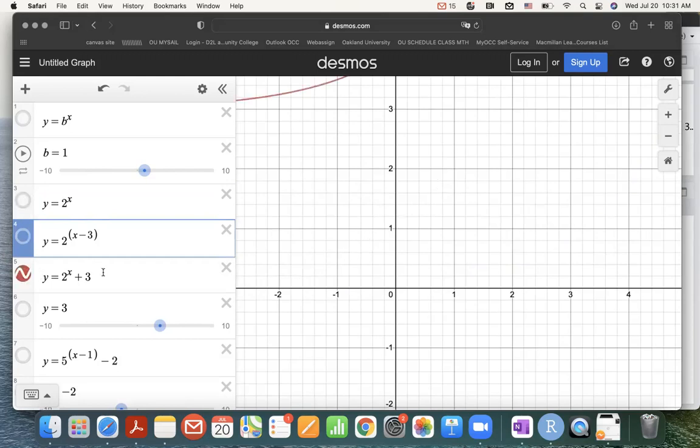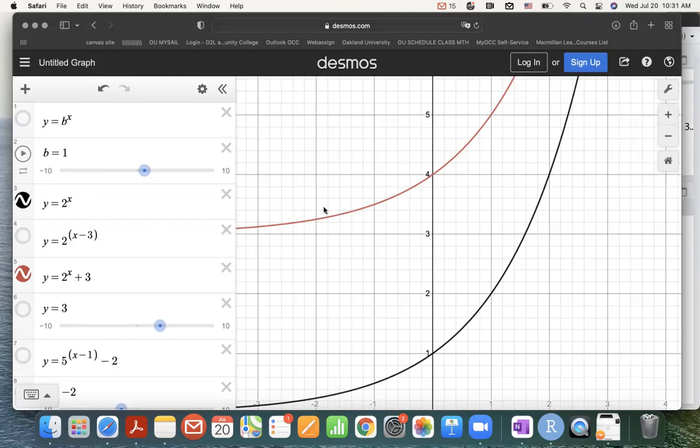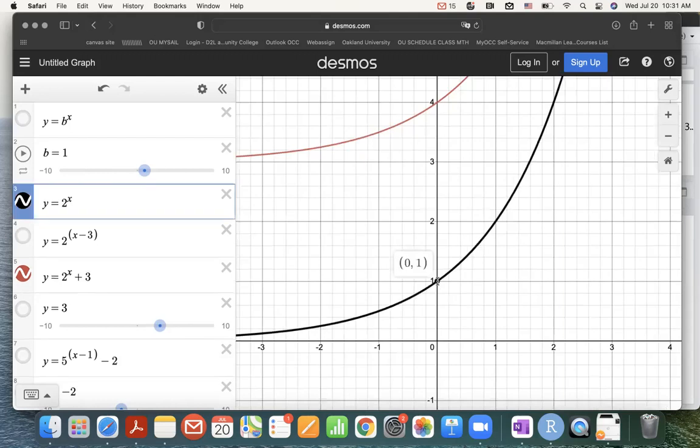Now, notice that in this graph, the red one, the number 3 is not being attached to x. Rather it's being attached to the whole function, y equals 2 to the x. So that's when you know you have to shift vertically. And when you shift vertically, it's very straightforward. If you add, you shift up. If you subtract, you shift down. So compared to the basic graph, you shift up 3 units. From (0, 1), you count 1, 2, 3. So now the new point is (0, 4).